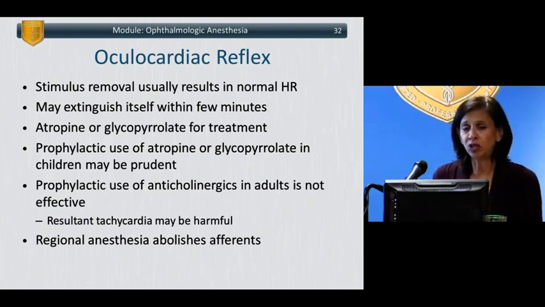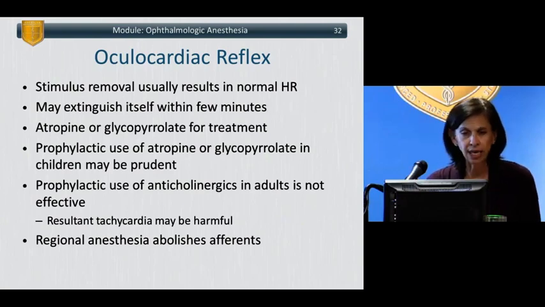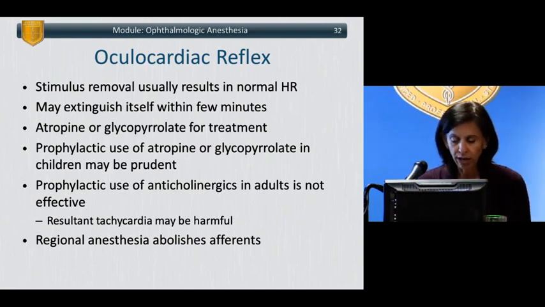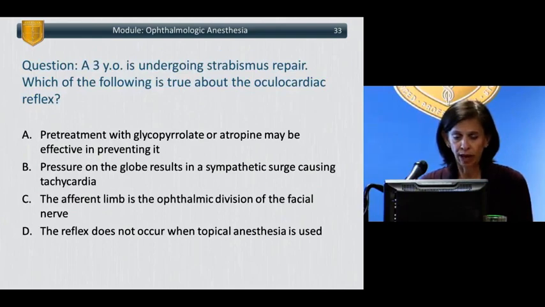The other way to abolish the oculocardiac reflex is with regional anesthesia. It's very, very effective because it blocks the input. It blocks the ophthalmic trigeminal nerve from sending signals in to the brainstem, so the signals can't come back. The vagal nerve will not be stimulated. So even if you didn't start out with a block, if you have a patient who seems to have a recurrent oculocardiac reflex that is not extinguishing or is severe, then blocking that patient will be effective.